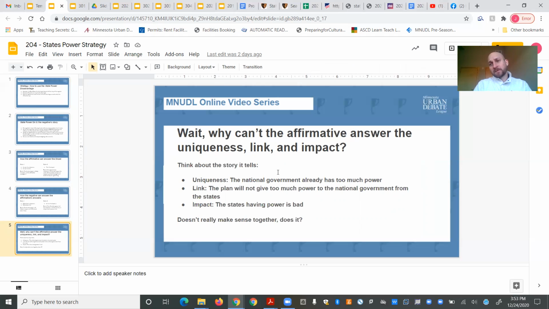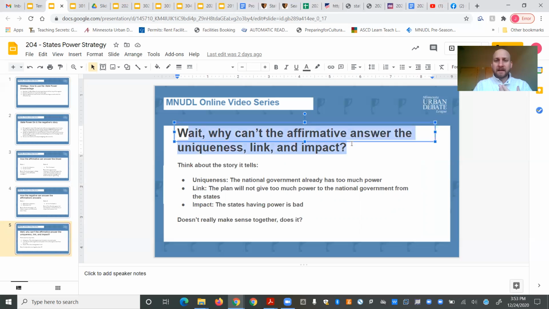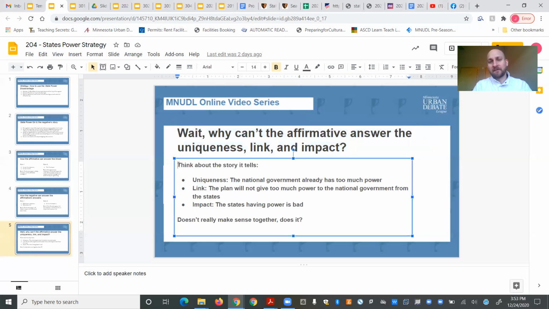So then maybe you've thought of this question already as we've been going through strategy, but a question that we hear pretty commonly on the disad is, why can't the affirmative answer uniqueness, link, and impact? Why can't they do all three parts? The reason for that is I want you to think about the story it tells when the affirmative answers all three parts. If they answer the uniqueness, what they're saying is that the national government already has too much power. The balance of power is already out of balance. When they're talking about the link, the affirmative answer is that the plan doesn't give too much power to the national government from the states, so it doesn't cause an imbalance. And then the answer to the impact is that the states having power is bad.